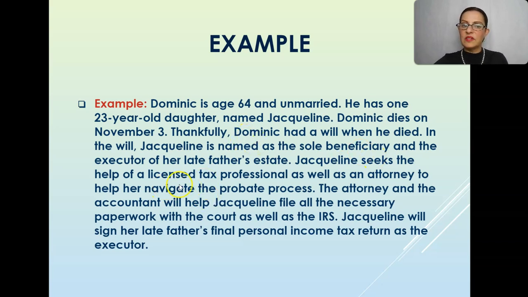Jacqueline seeks the help of a licensed tax professional as well as an attorney to help her navigate the probate process. So she hires people to help her, which is not uncommon. This would be typical, but she's the executor. She's the one ultimately making the final decisions and signing the tax returns. The attorney and the accountant will help Jacqueline file all of the necessary paperwork with the court as well as the IRS. Jacqueline will sign her late father's final personal income tax return as the executor.